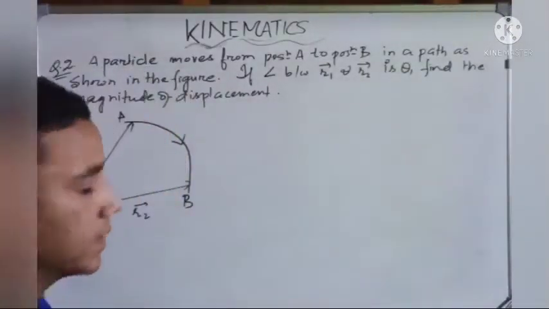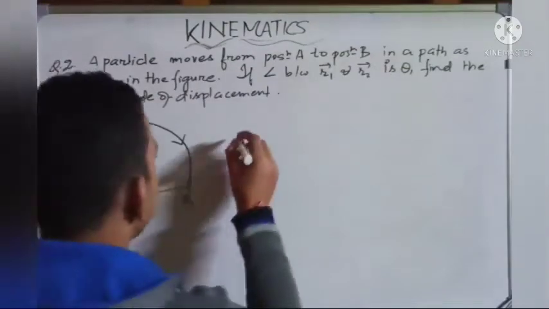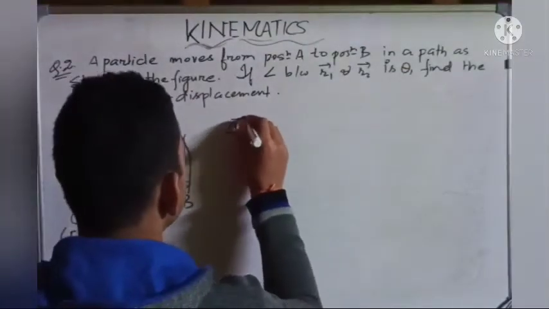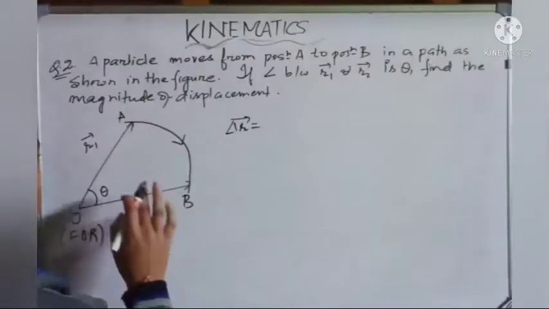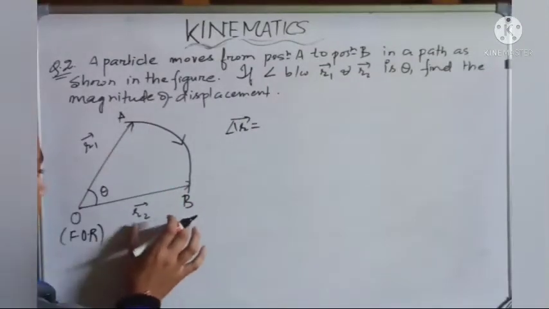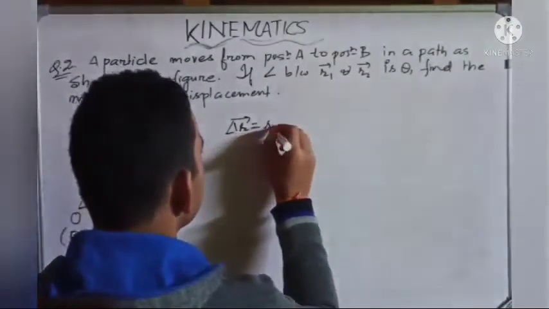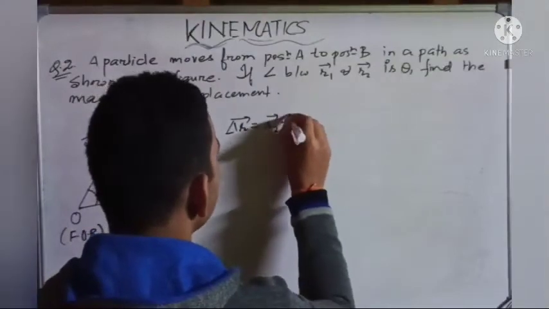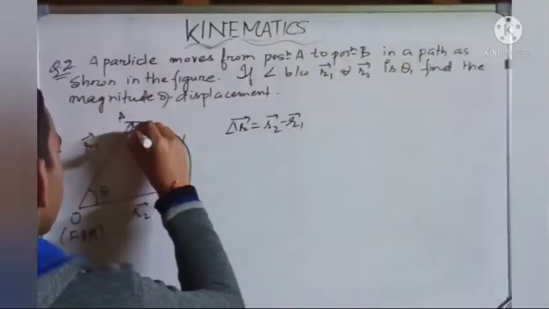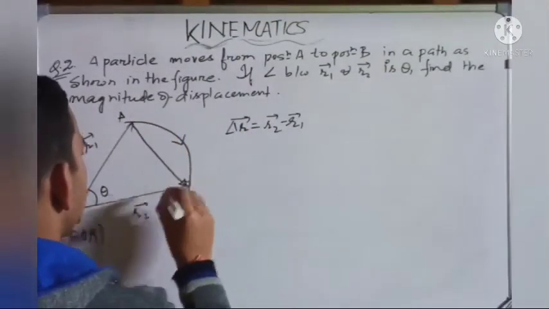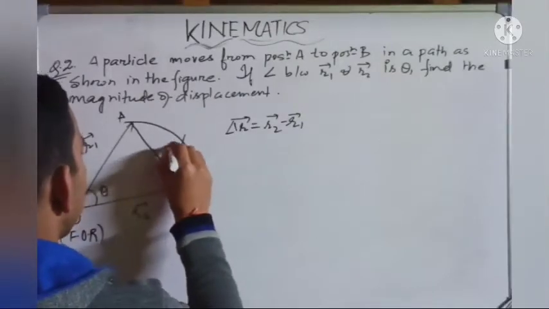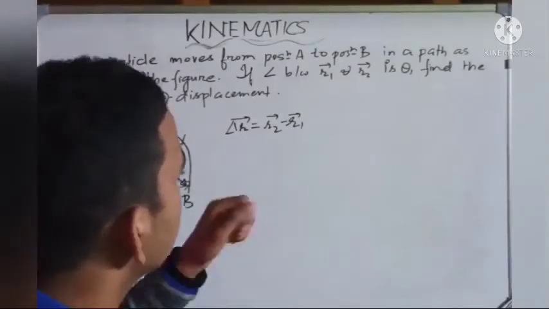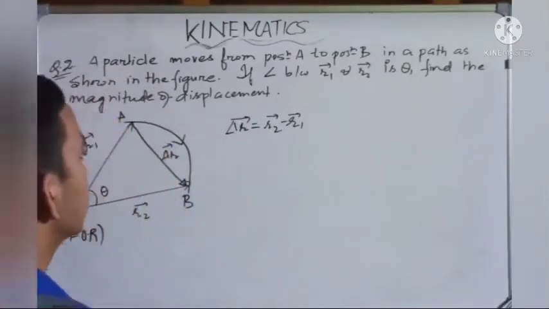Now, the displacement vector delta R vector will be final position vector minus initial position vector. Final position vector will be R2 vector, R2 vector minus R1 vector. Now, this can be shown by this directed line segment. This is basically delta R vector. So, we have to find the magnitude of displacement.